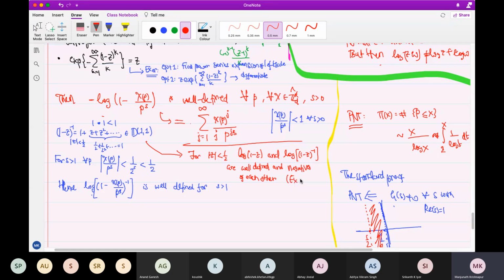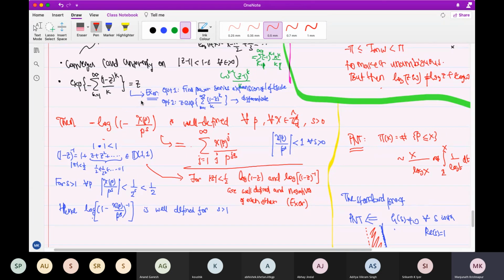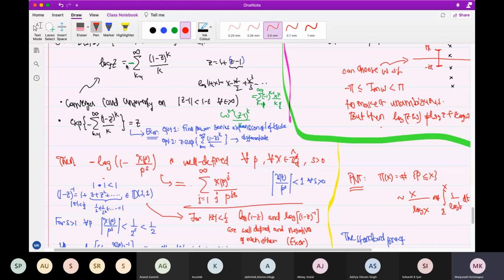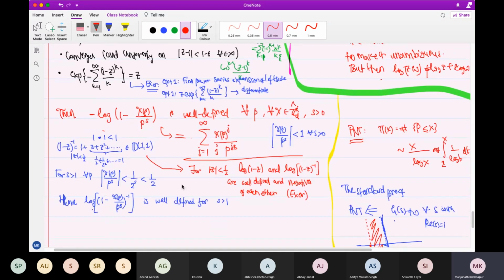So I will leave that also as an exercise. The only definition of log is this. If you want to do it from the definition, log 1 minus z is defined by this, the sum of z to the k over k. Log 1 minus z inverse, you will have to write it as 1 plus this whole thing, so you'll get this whole quantity to the power k over k, summed over k. You have to do all that, and then you will find that they are negatives of each other. Is this okay?